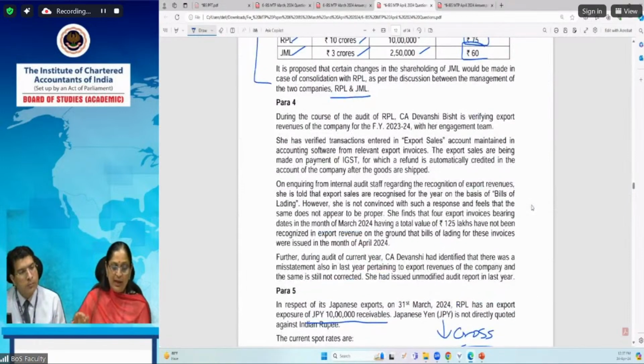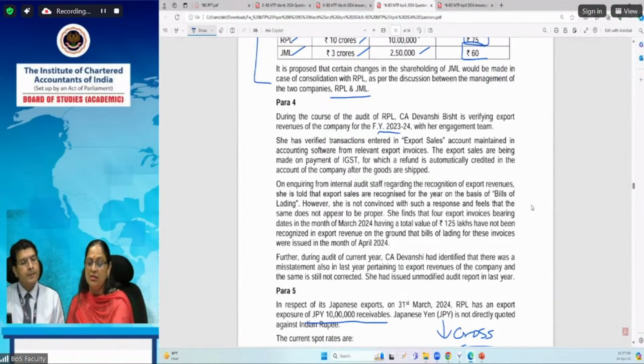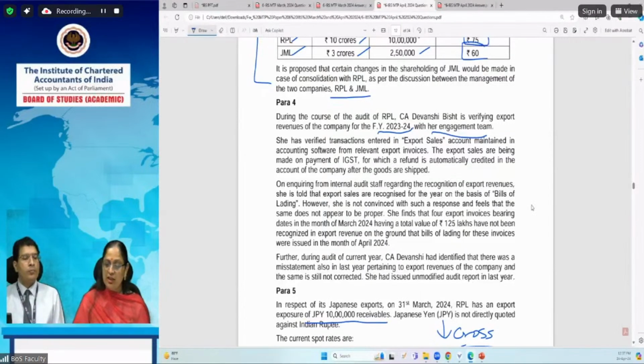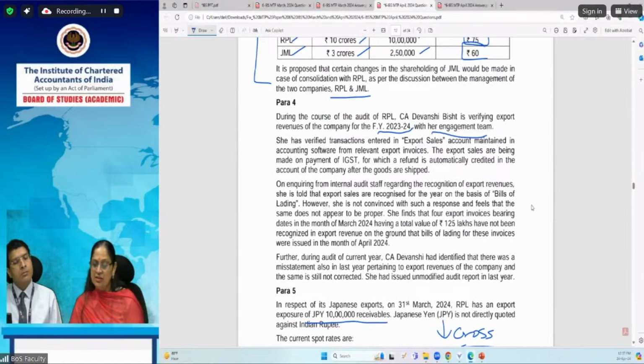In para 4, it is specifically given that during the course of audit of RPL, the company, and CA Devanshi is the auditor. So CA Devanshi is verifying export revenue of the company for the year 23-24 with her engagement team. Definitely, she needs to verify. She has verified transactions entered in the export sales account maintained in the accounting software from relevant export invoices, right?